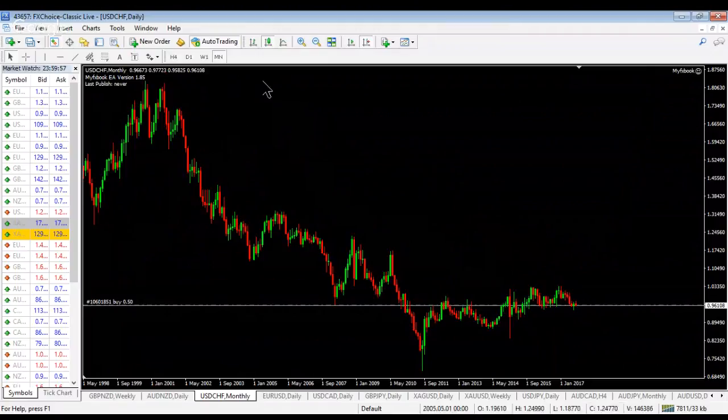Actually, let me change this right here. Show you time frames. View, toolbars, customize. This is not it. Toolbars, time frames. All right. As you can see here, charts, time frames. There we go.